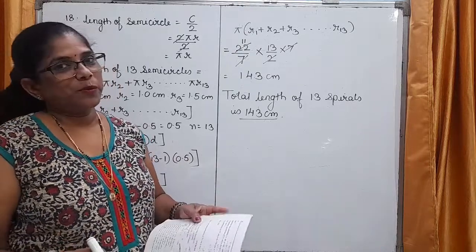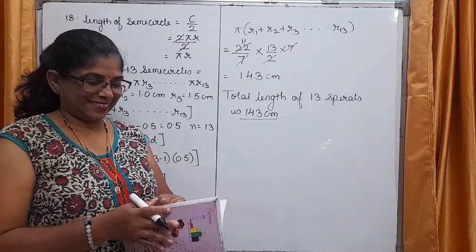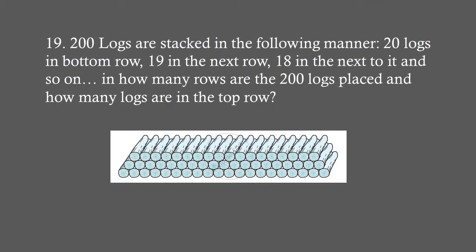Let's move to problem number 19. 200 logs are stacked in the following manner. 20 logs in the bottom row, 19 in the next row, 18 in the row next to it, and so on. In how many rows are the 200 logs placed, and how many logs are there in the top row?